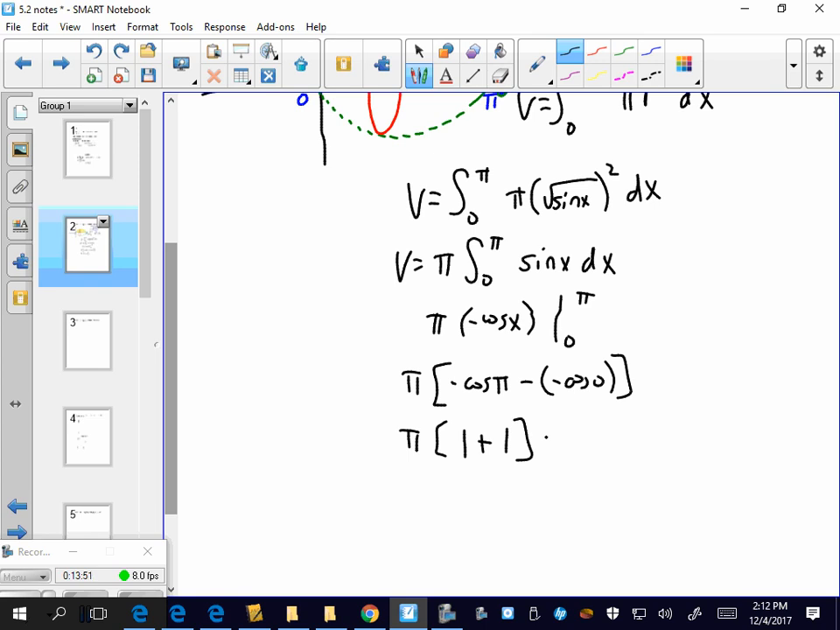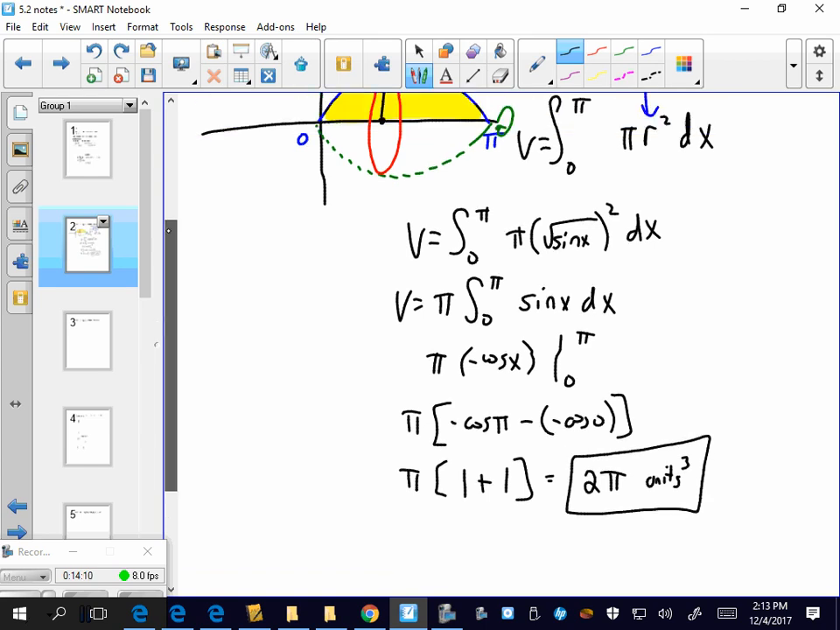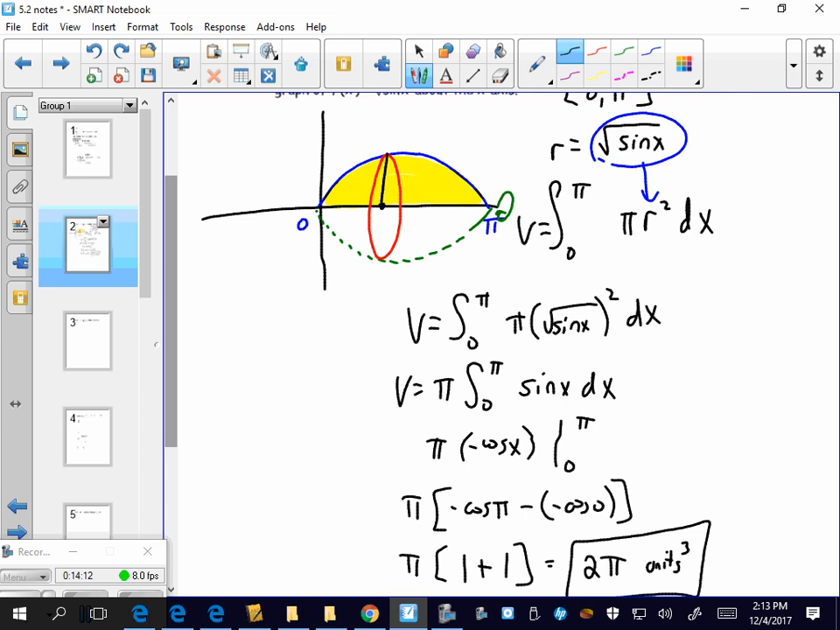So what we get is the volume of that solid is 2 pi. And it is a volume, so it would be some kind of units cubed. I don't know what the units here are, but that's what it would be. 2 pi units cubed. So if I take the square root of sine of x from 0 to pi and rotate it around the x-axis, the volume that is created from that solid is 2 pi.